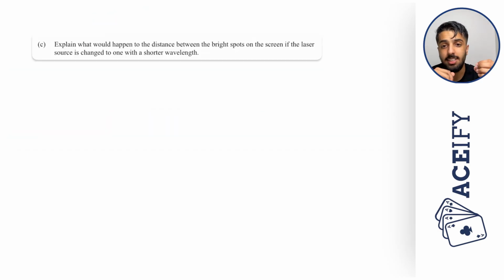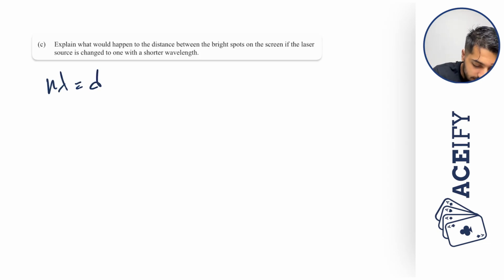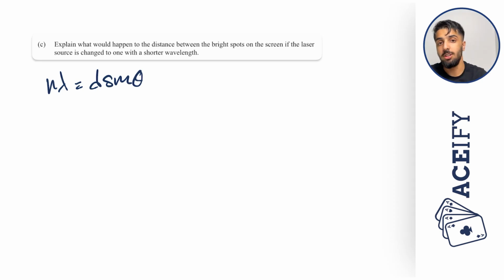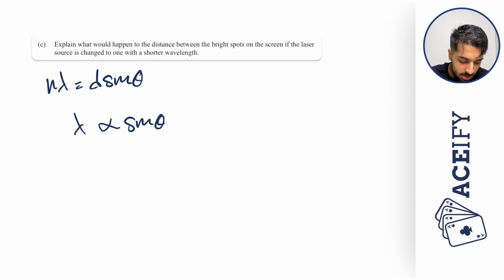Explain what would happen to the distance between the bright spots on the screen if the laser source is changed to one with a shorter wavelength. So we know that n lambda is equal to d sine theta, right? Our trusty old equation. So if n remains constant, and d also remains constant because it's the same diffraction grating, the only thing that we need to worry about is lambda and sine theta. So if lambda decreases, that means sine theta must also decrease, and therefore the antinodes will get closer together. And you can write that down.